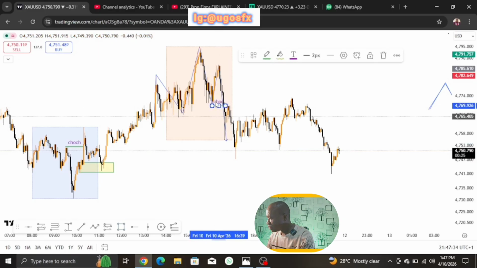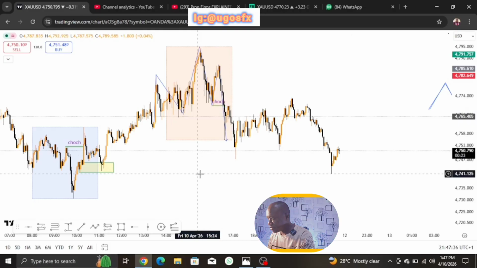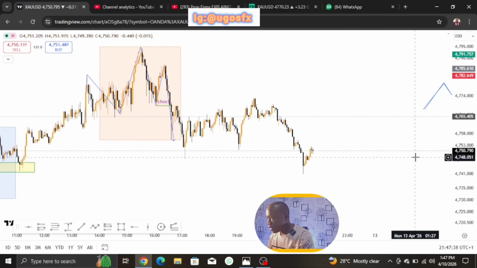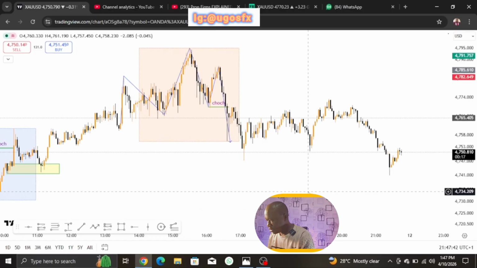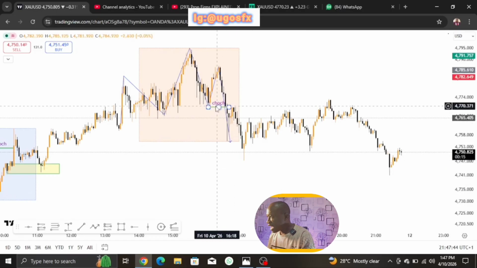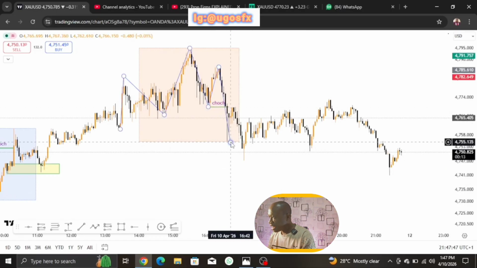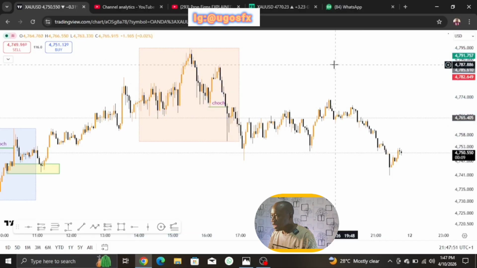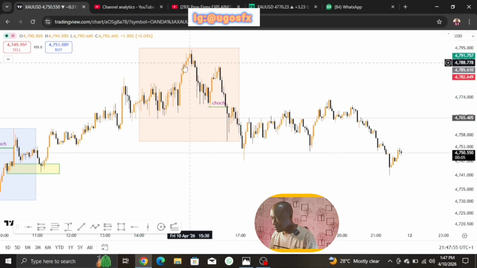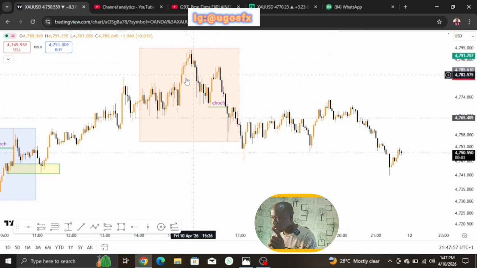All right. Let me expand it. Now, what happened is this. When this price shifted, another thing that we take into consideration is this shift in market structure. When does it happen? At what time? The rule says it must be during London session or New York session.